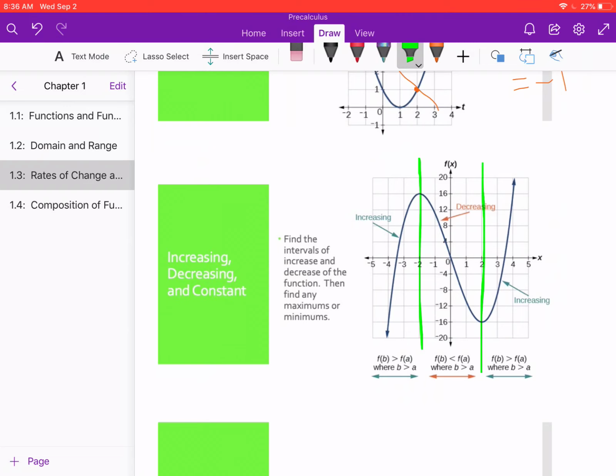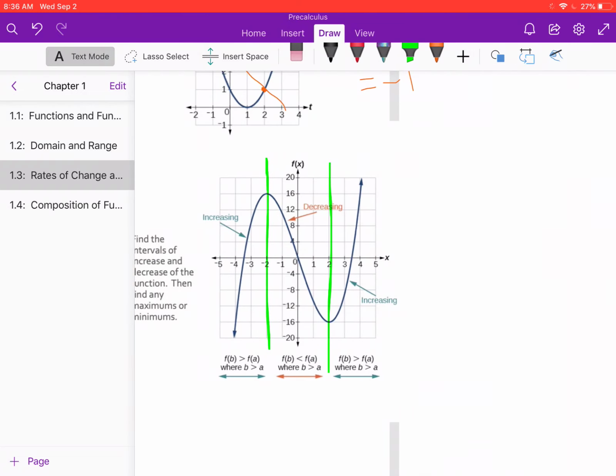Then we're going to use interval notation. In this case, I see this interval is increasing, and this interval is increasing. So let's start with the left one. It's increasing from -infinity to -2. We're going to make that not included. This U means union, or "and," from 2 to infinity.